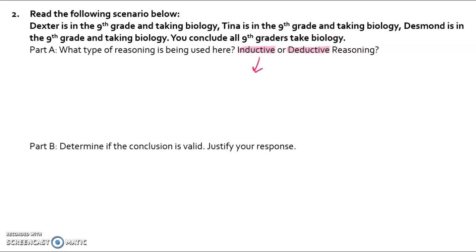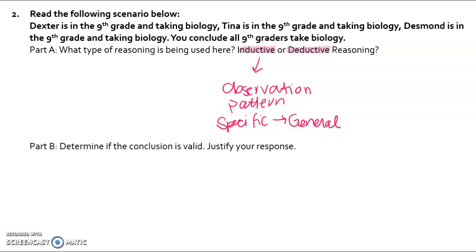Remember, inductive reasoning is based off of observation or pattern and goes from specific cases to a general conclusion. Deductive reasoning uses facts and rules, and it goes from a general rule and applies it to specific cases.